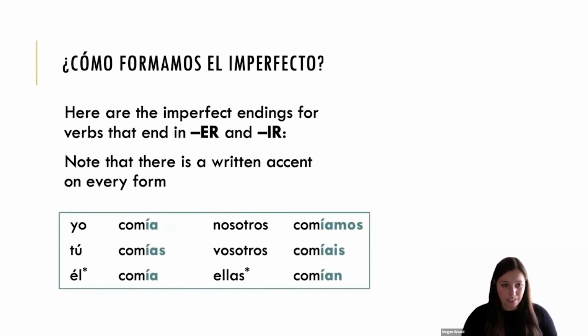Here are the imperfect endings for a verb that ends in ER such as comer. This is different than the AR verb hablar because, as you can see, there is a written accent on every form, and on top of that, the written accent is always on the I of the imperfect ending.